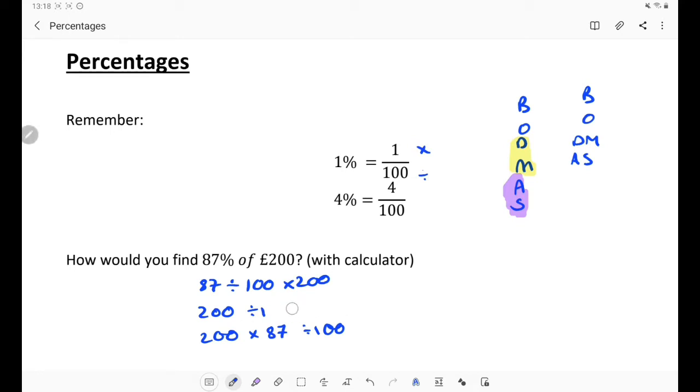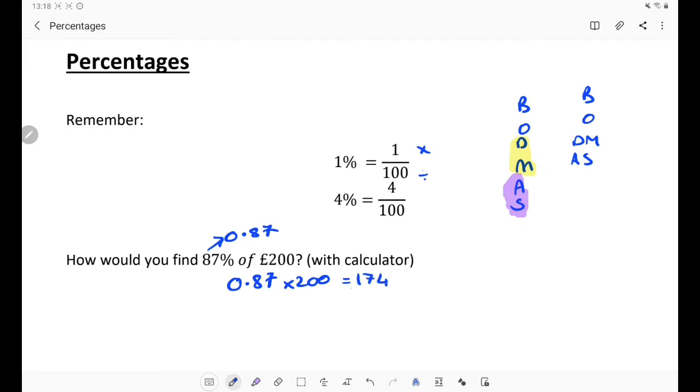Now, somebody raised the point that actually this is not the most efficient way of typing it into the calculator, because if you can swap between your percentages and your decimals, it's much faster typing in 0.87 times 200. And this would give you your answer of £174.